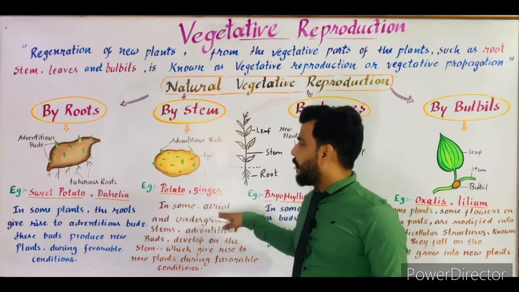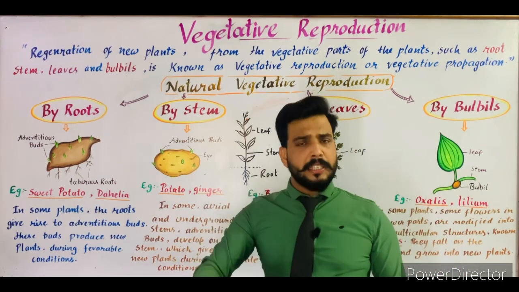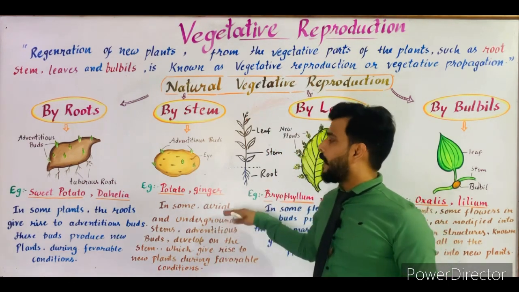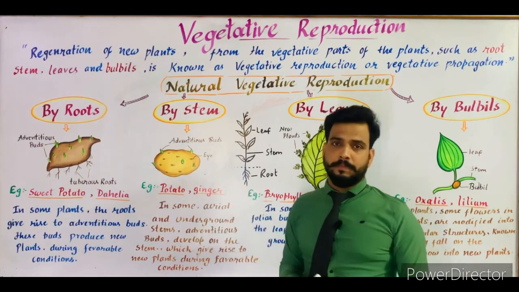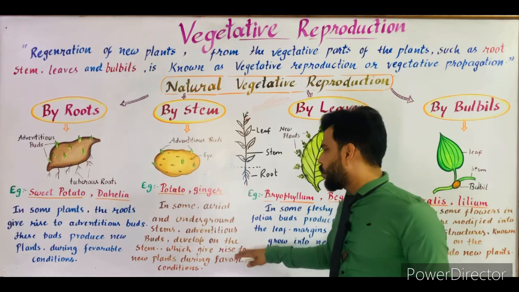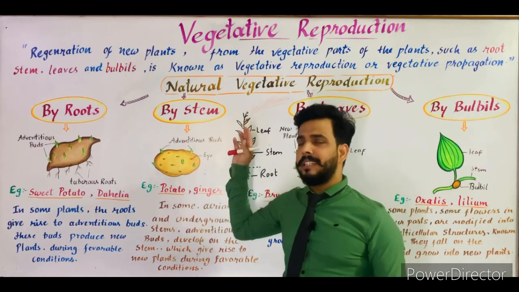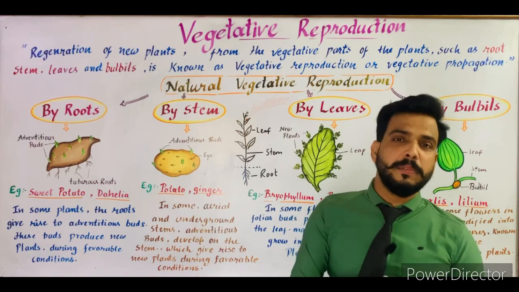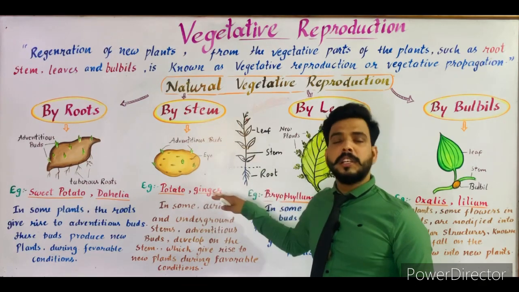In some plants, stems may be aerial, meaning present in the air, or underground, present inside the soil, and maybe semi-aerial. There are a lot of examples of stem. Potato is an underground stem. Adventitious buds develop on the stem. These are the adventitious buds which develop on the stem, which give rise to a new plant during the favorable condition. In favorable condition, these vegetative buds or adventitious buds grow and germinate to form a new plant. So it is a vegetative reproduction by stem. Another example is ginger, in which vegetative reproduction takes place.